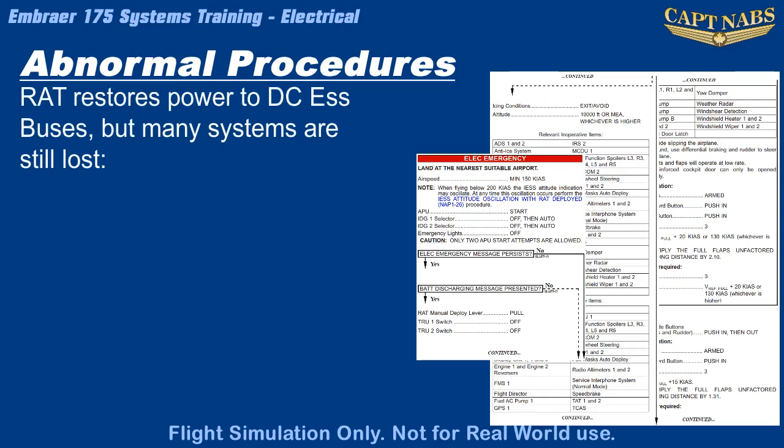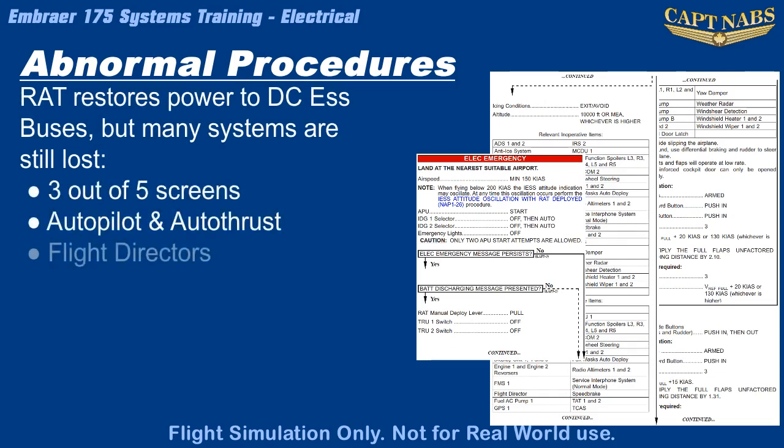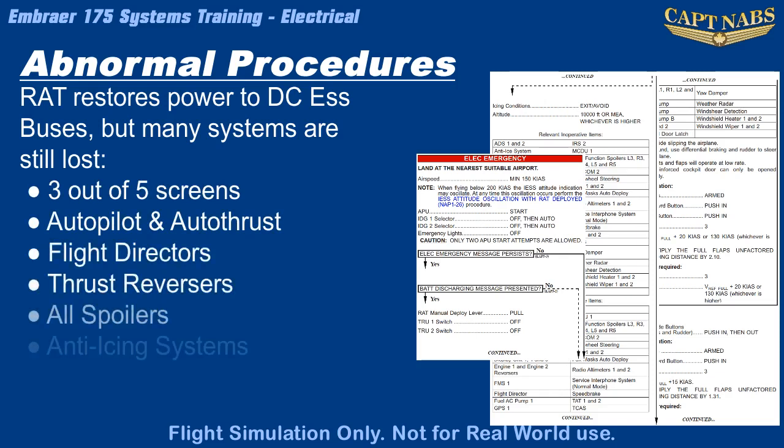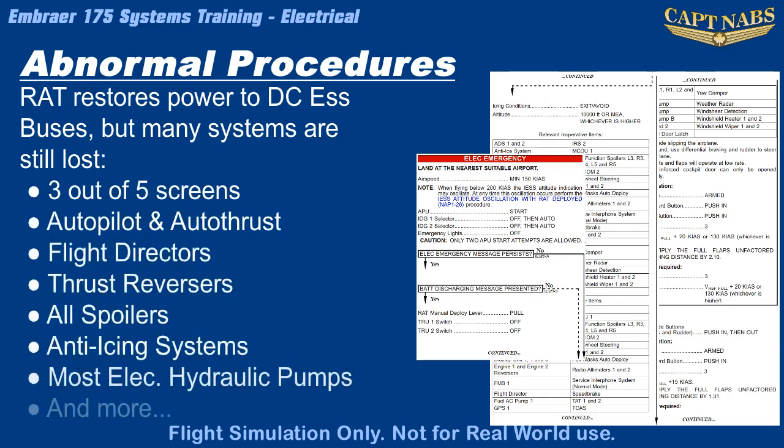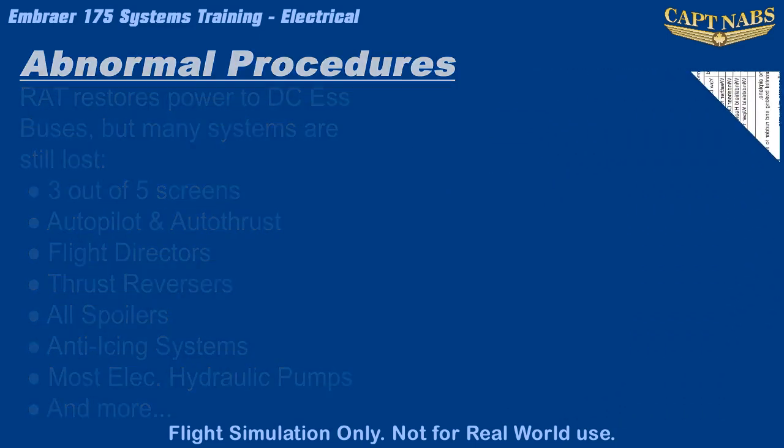Among the lost systems are 3 of the 5 screens, the autopilot, auto-thrust, flight directors, reversers, all spoilers, anti-icing systems, most electric hydraulic pumps, and much more. This is a critical emergency, and a landing should be considered at the closest suitable airport, as any further failure could potentially render the airplane unflyable.